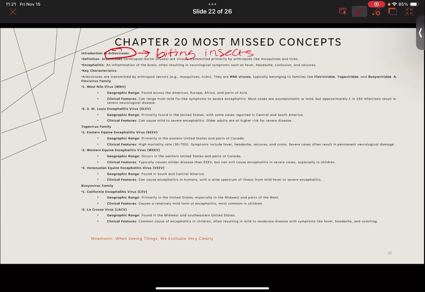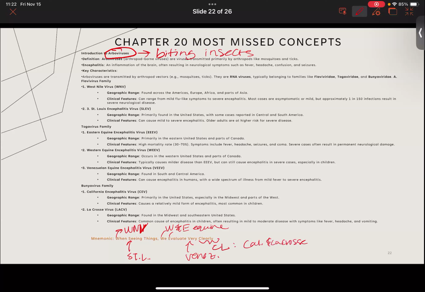So when "seeing things" we evaluate very clearly. When, W for West Nile virus. Seeing is referring to St. Louis. Things, this is our Togaviruses, essentially referring to our Western and Eastern equine guys. V is the Venezuelan. And then the C, the clearly, we have C's and L's in this one for California and La Crosse.